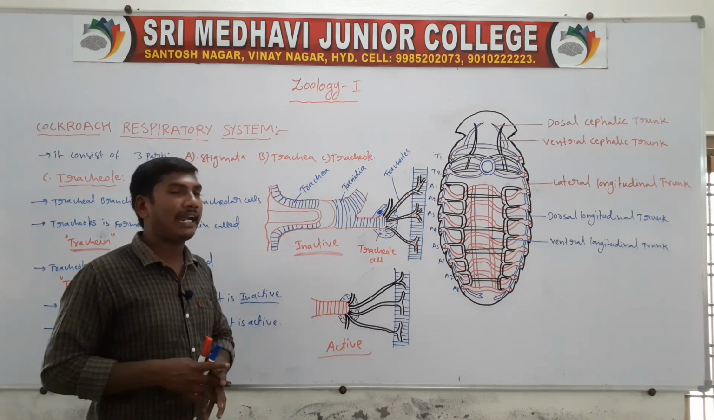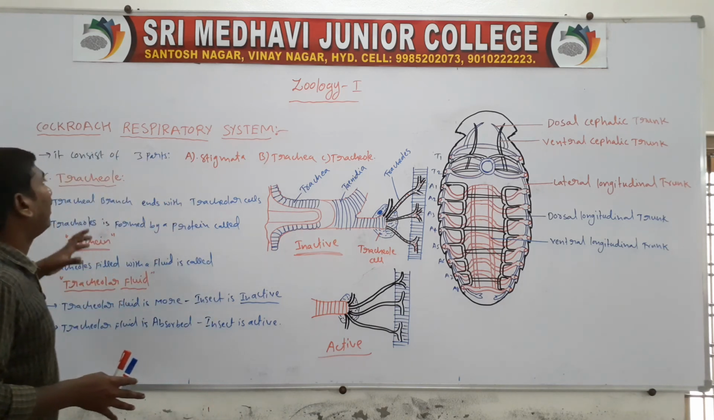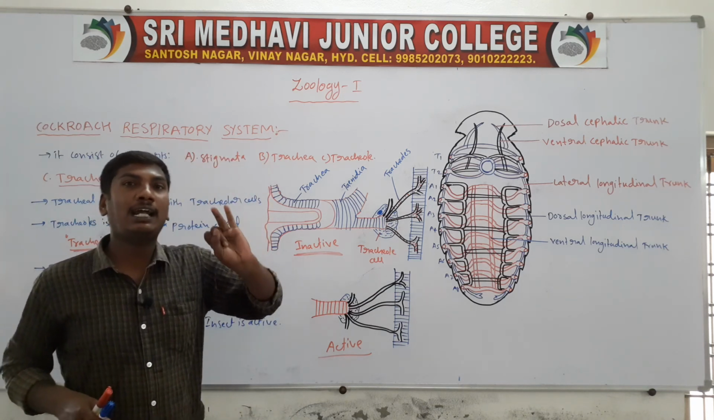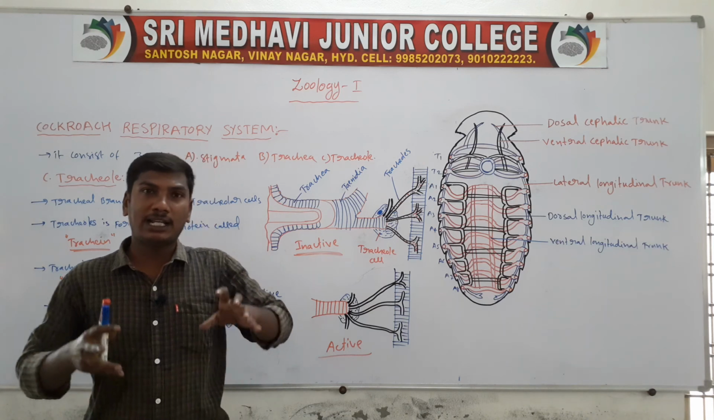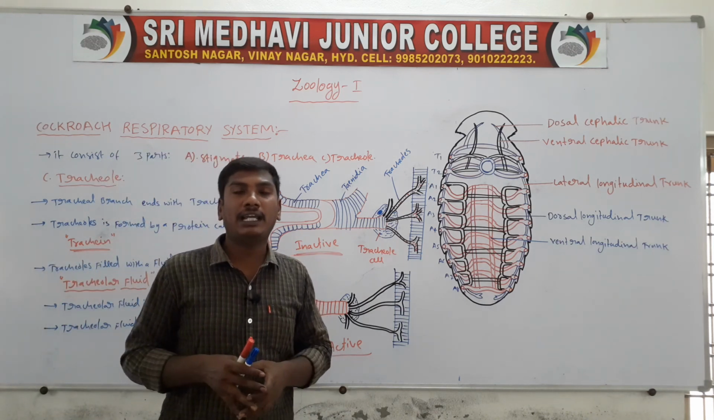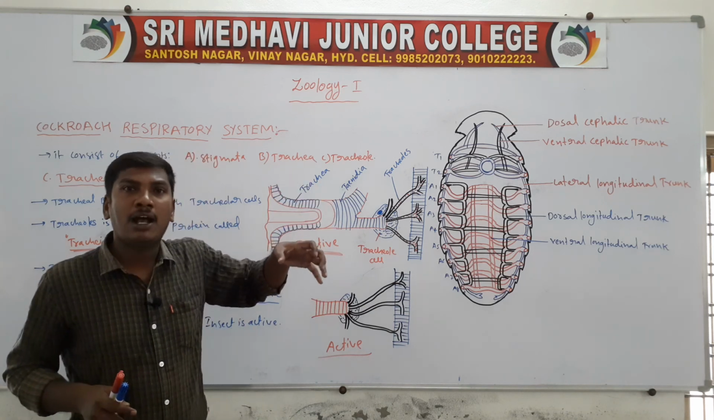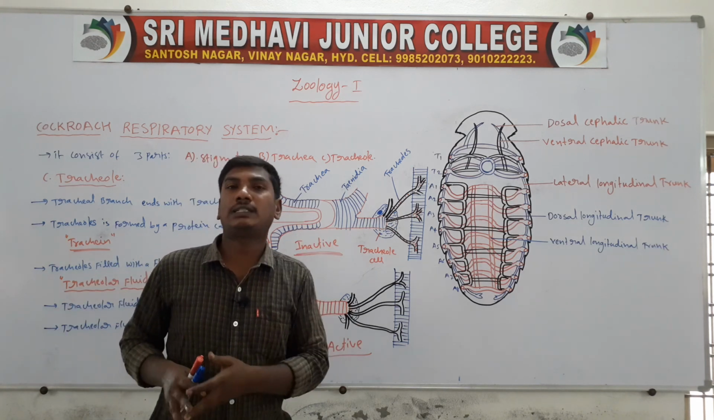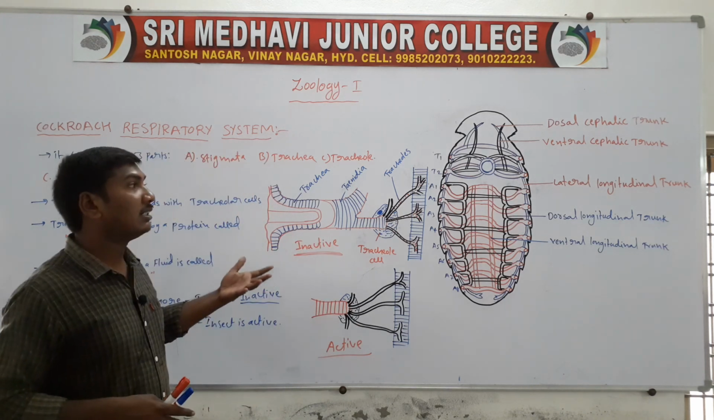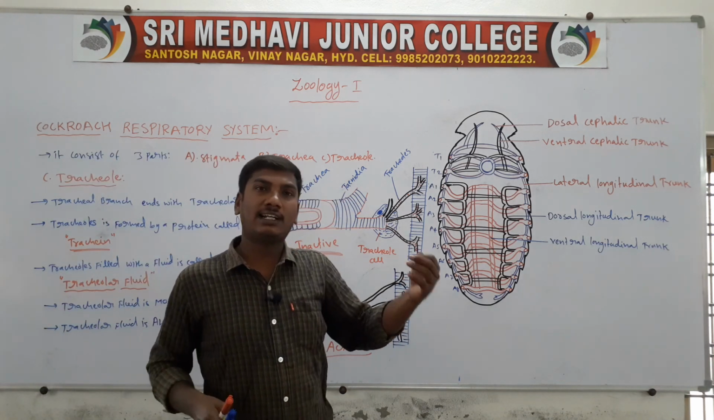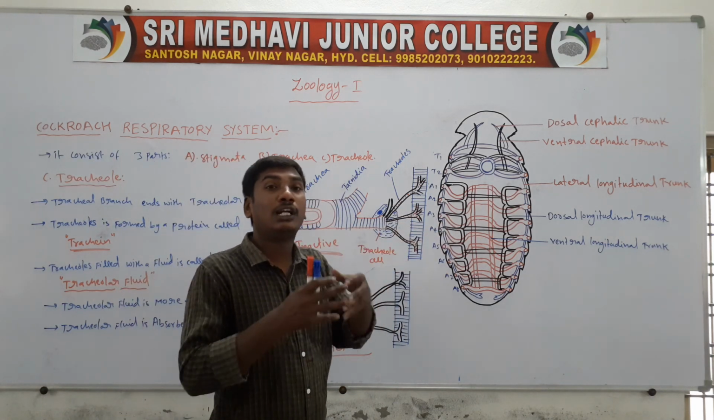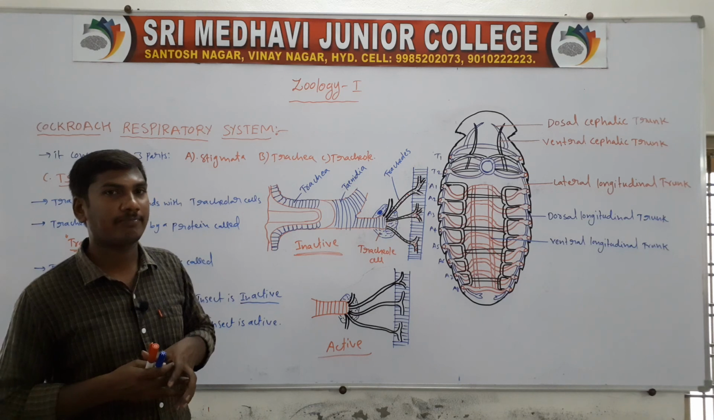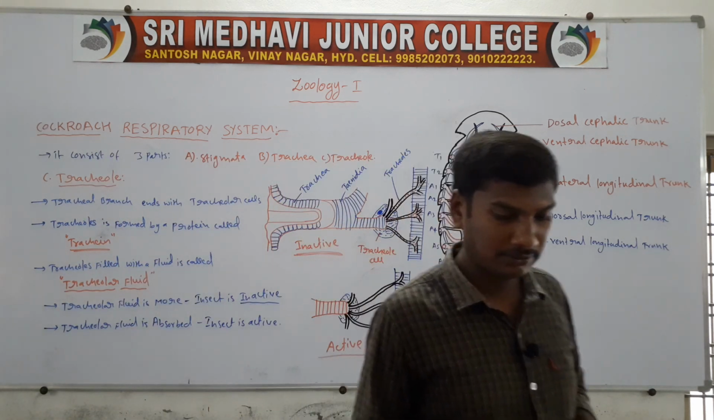So these are the cockroach respiratory system. Majorly, the cockroach respiratory system consists of the stigmata, trachea, and tracheoles. The blood is not involved in respiration because the blood lacks a respiratory pigment, so there is no involvement of blood in the transport of gases. Instead, a special structure called the tracheal system is present in the cockroach. These tracheae are tube-like structures that help in the transport of gases.